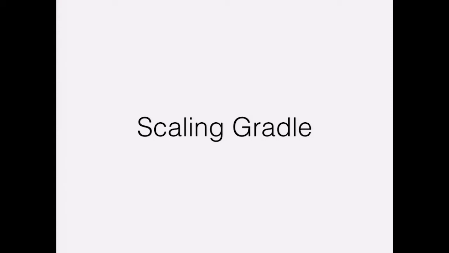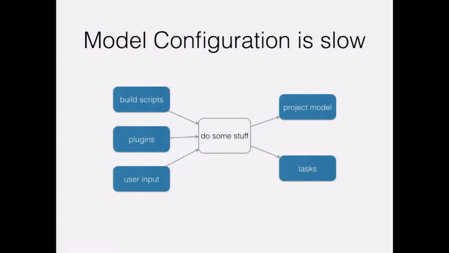So, scaling Gradle. The first thing we want to look at is where's the problem? There's a few, but the main one we want to tackle, at least initially, is model configuration. This is the bit of the build early on where Gradle takes all the build scripts, all the plugins and user input and settings scripts and init scripts and gradle.properties and whatever else, munges them all together, and produces a model for all your projects, a bunch of tasks, and then a graph that it can actually go and do something useful with.